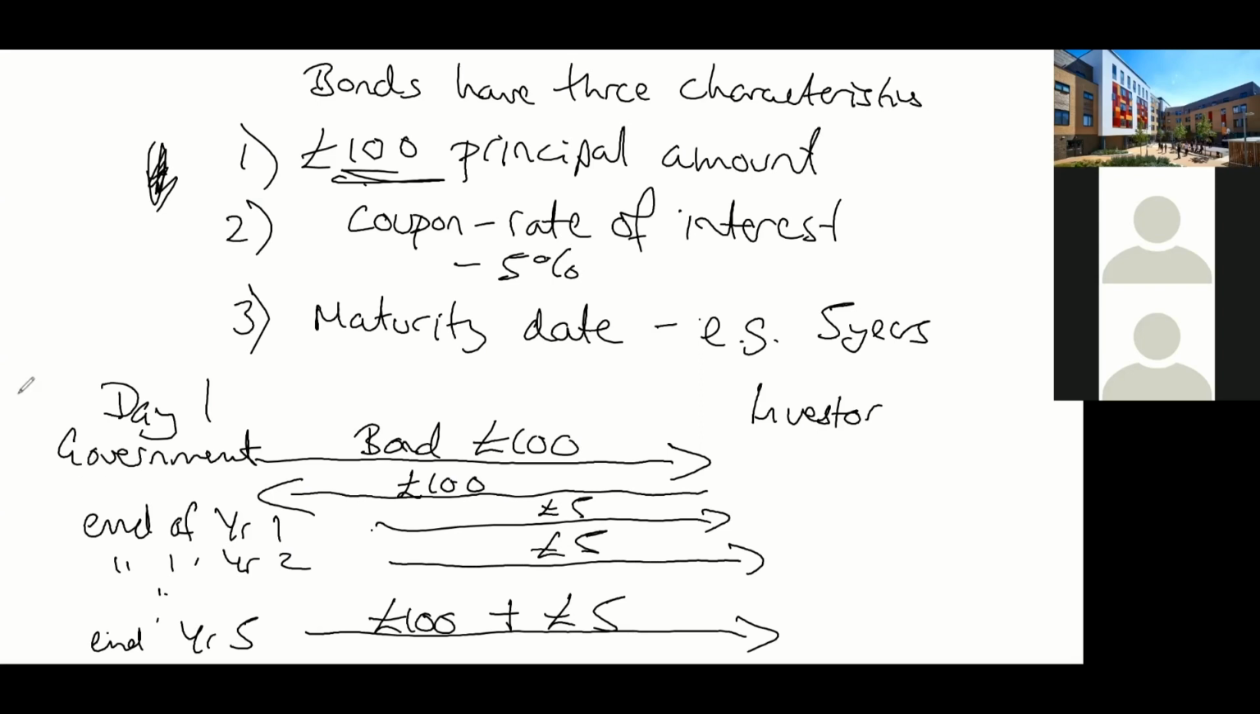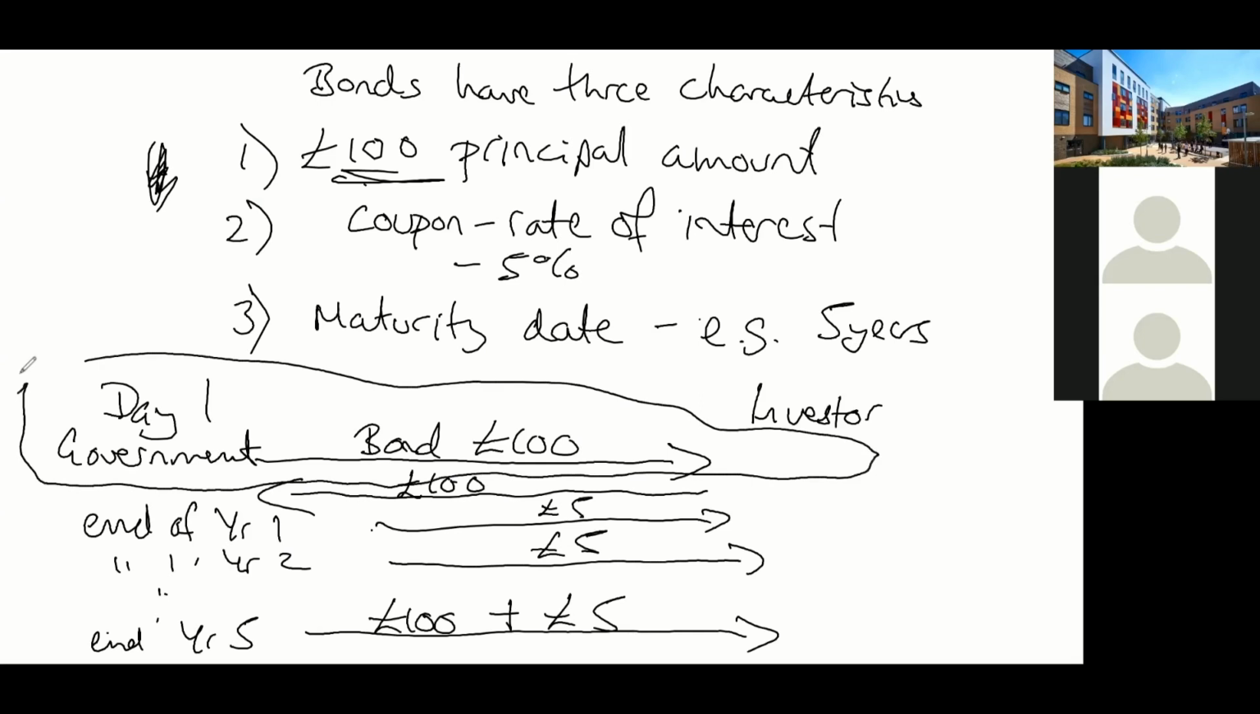So on day one, and we've got to distinguish between day one, which is what we call the primary market, and then the secondary market, whereby this investor could then sell these bonds to other investors.